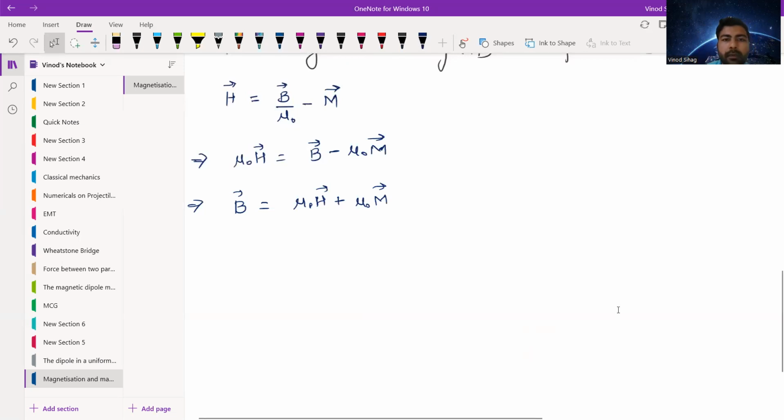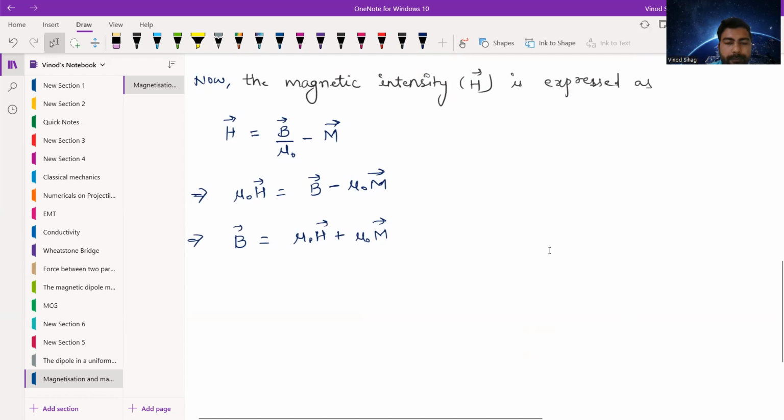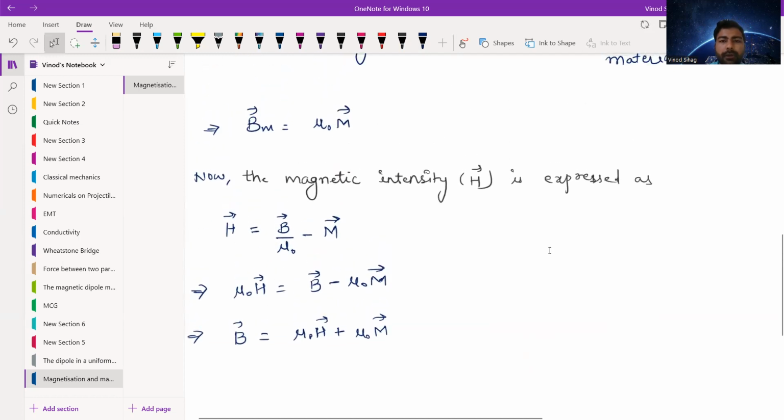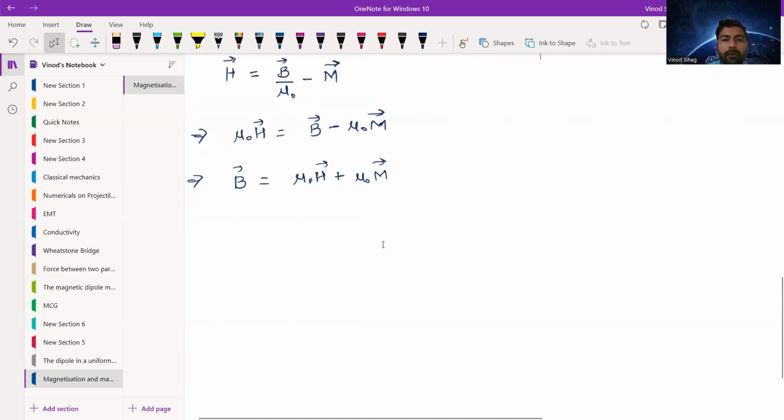And if you see here, the unit of magnetic intensity is also ampere meter inverse, because by the algebraic equation we can see that the unit of magnetic intensity and the magnetization will be the same. Now we know that the magnetization and the magnetic intensity are related somehow. Both are proportional to each other, and we'll see how.